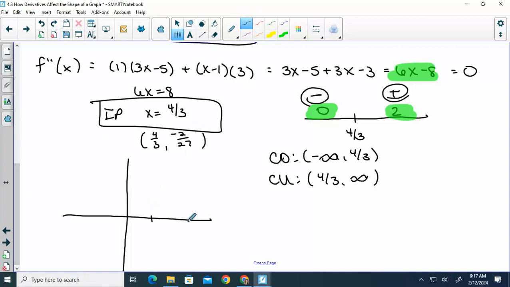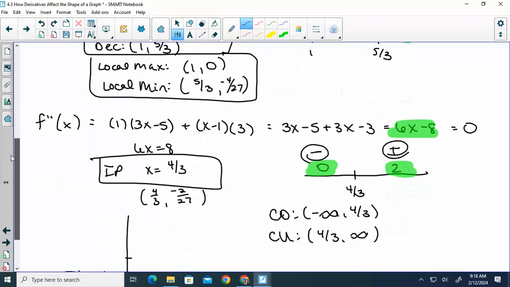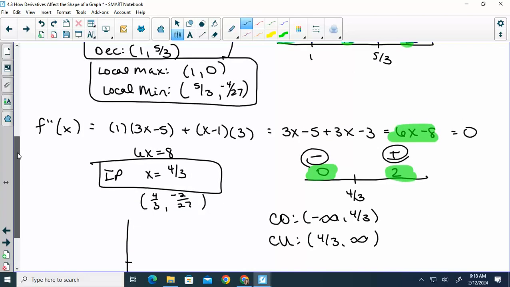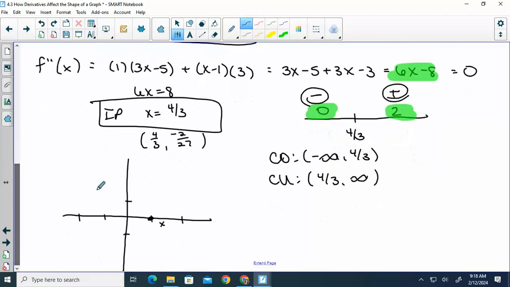Inflection point we mark with an X. And so 4/3, that's like 1 1/3, negative 2/27, that's just barely negative. We know we are curving downward until we get there, and upward after. We have a max at 1, 0. And a min at 5/3, negative 4/27.